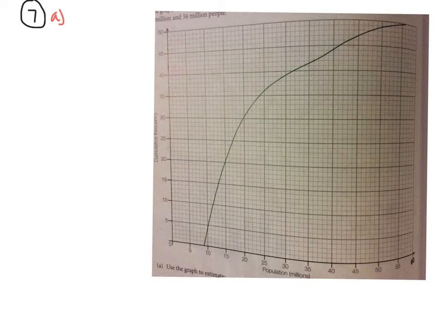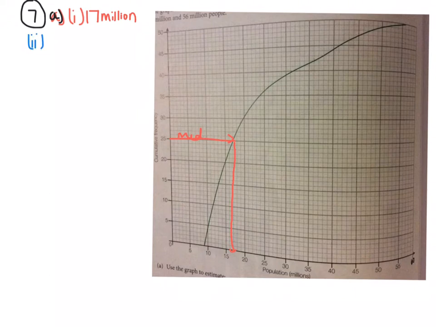Number 7 gives us the cumulative frequency graph for 50 countries with populations between 8 million and 56 million people. For part A1, we want to find the median population of countries. So median happens halfway through your data. If we have 50 data points, that means the median is going to happen after the 25th one. So at the 25th data point on the side, I'm going to start to draw a line. Once it hits my cumulative frequency curve, I'm going to head down and figure out what that population there is. The median population ends up being 17 million people.